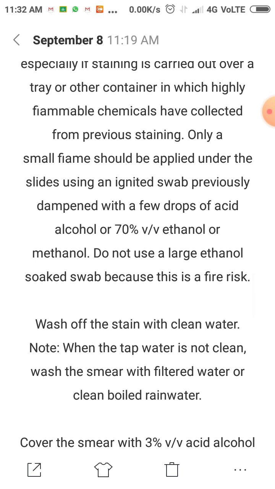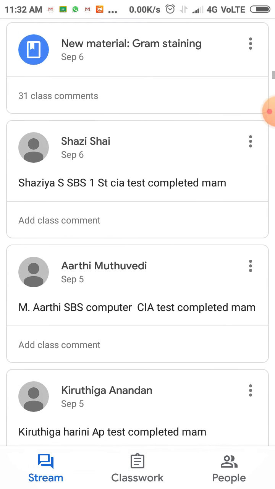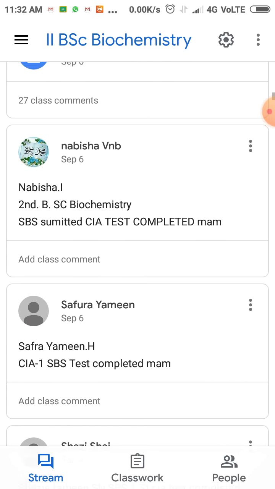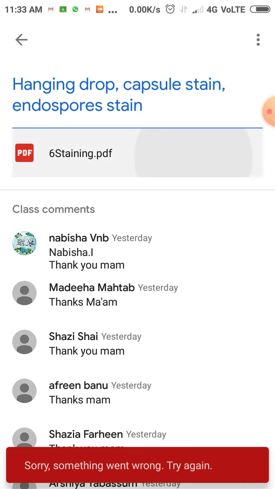Now we will talk about the hanging drop technique. I have shared all the details here in your Google Classroom. The hanging drop technique is used to see motile bacteria. What is motility? That is the movement of microorganisms. We have two types of bacteria: motile bacteria and non-motile bacteria.